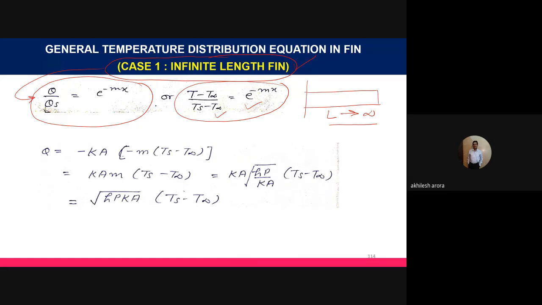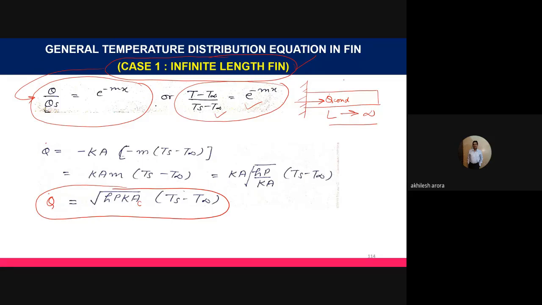This is the temperature distribution equation for the case of infinite length fin, and then we calculated the value of the heat transfer. We said that whatever is the heat being conducted from the wall or from the solid surface into the fin, that is conducted because of conduction. And whatever is the heat that is conducted, we calculated that. We said the answer comes out to be square root of hPk, times A, times Ts minus T infinity, where A is the cross sectional area of the fin. So this was the value of the heat transferred due to conduction.